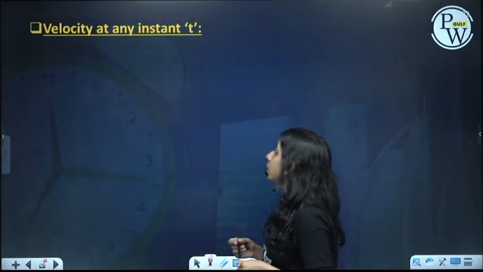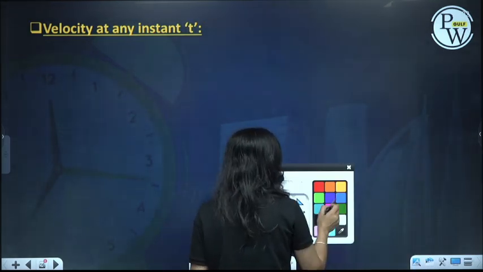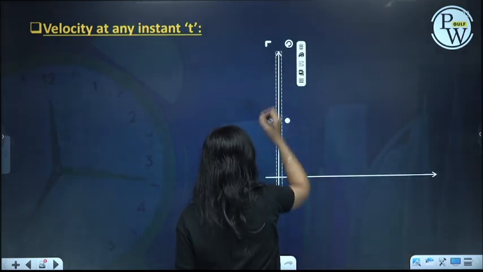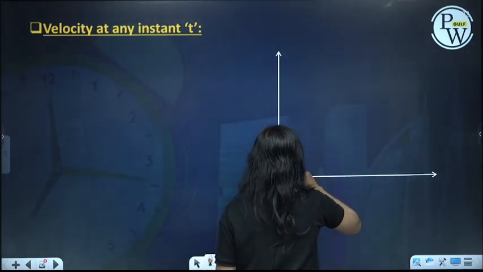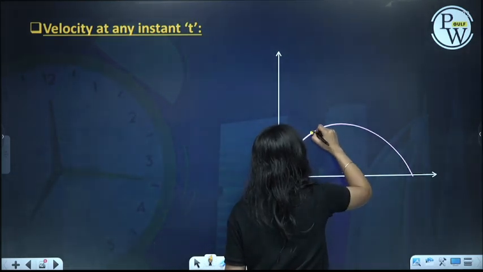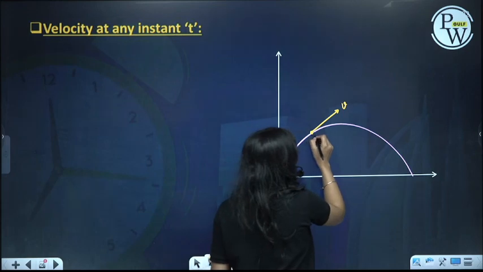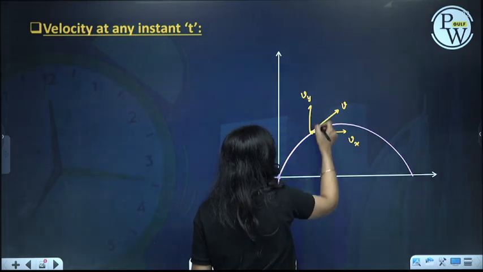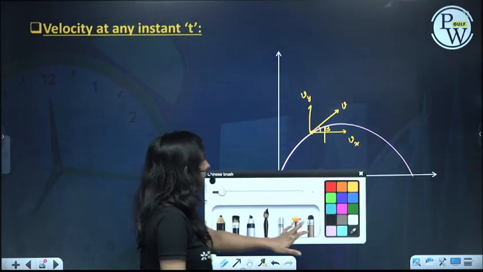Now let's find the velocity at any instant t. If this is a projectile and we have to find the velocity at any instant t, it will have velocity v, which is tangent to the path. There will be two components of this velocity, Vx and Vy, and the angle which this velocity makes with the horizontal is called theta.